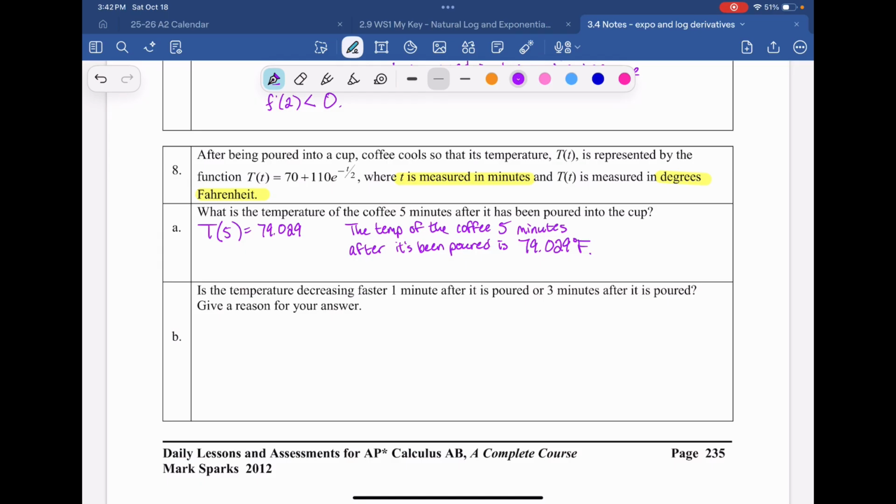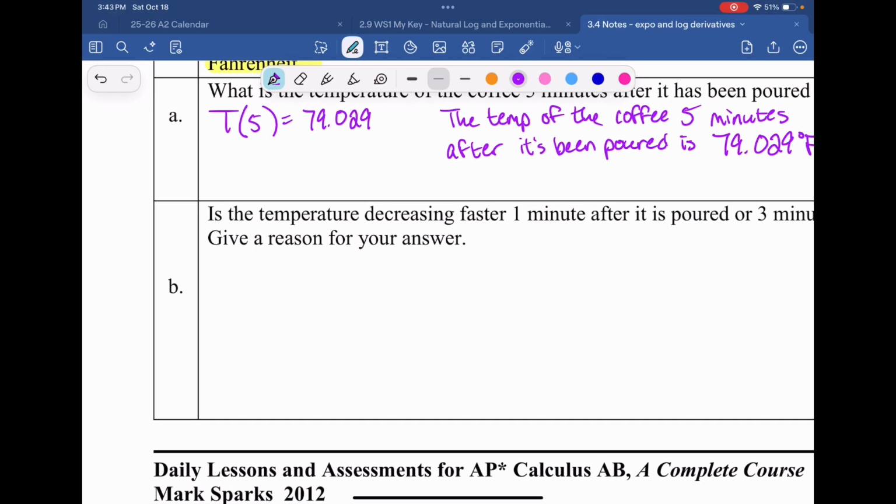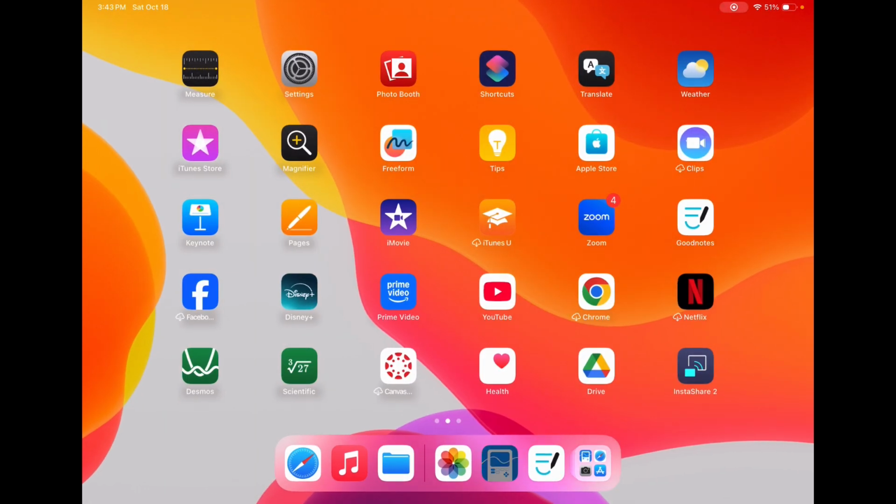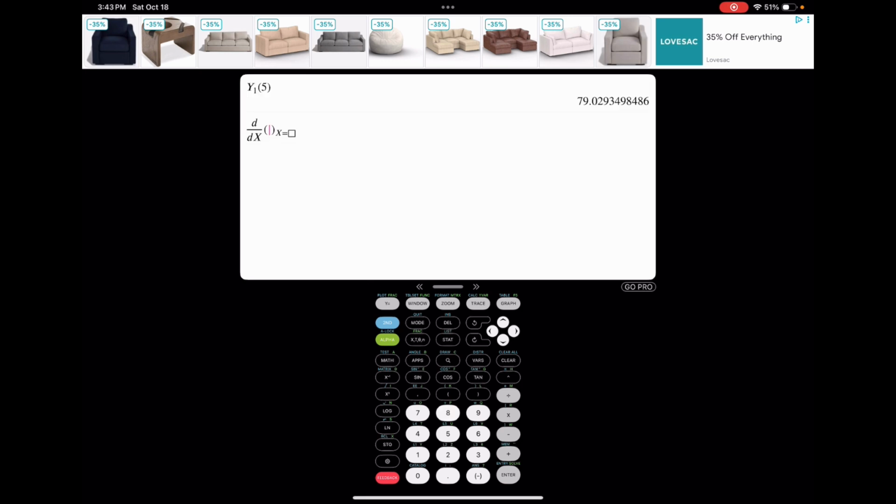All right, is the temperature decreasing faster 1 minute after it's poured or 3 minutes after it's poured? Give a reason for your answer. We're talking about this decreasing piece, which means we're looking for the derivative at 1 and at 3. So we need T prime of 1 and T prime of 3. So math 8, alpha trace y1, and x equals 1. Negative 33.359.